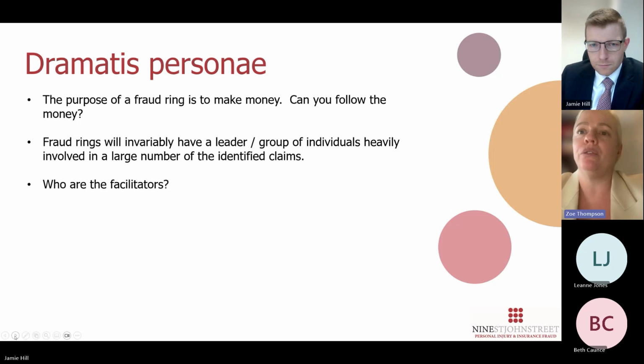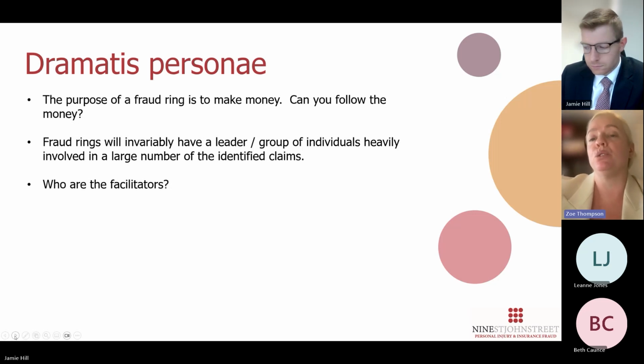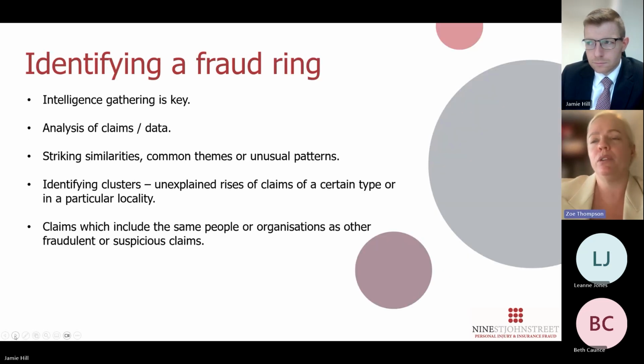And what you often find with your key protagonists is that each layer becomes harder and harder to prove any involvement, and to get beyond that grassroots level, if I can put it that way, of the actual people perpetrating the fraud on the ground in terms of them being the claimants, and the next layer up, which is usually your repairing garage. Do you want to move on, please?